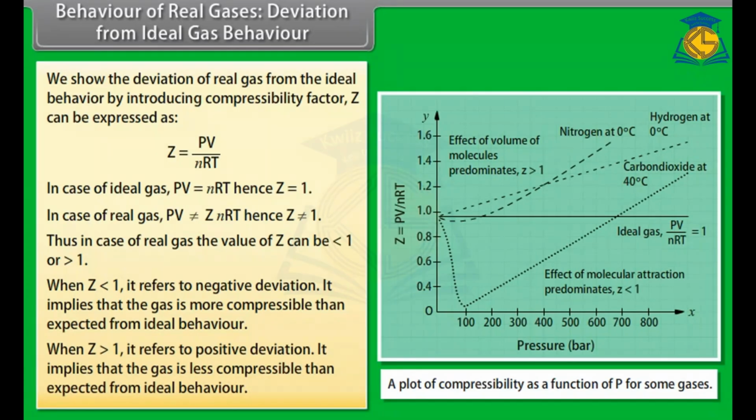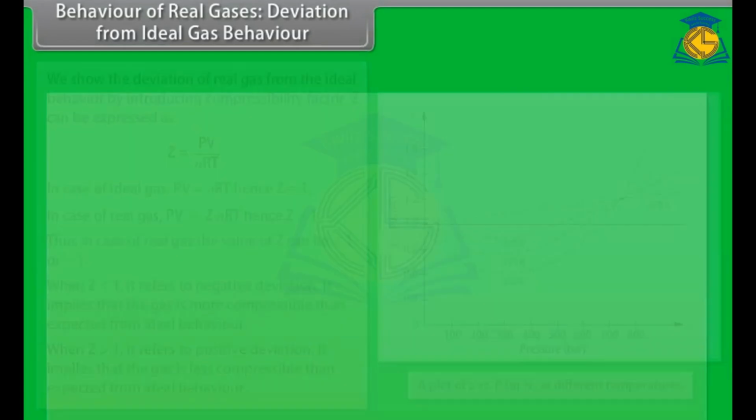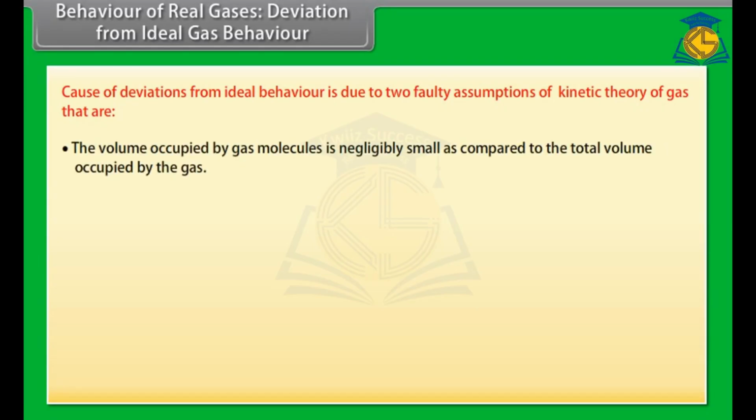When Z is greater than 1, it refers to positive deviation. It implies that the gas is less compressible than expected from ideal behavior. The cause of deviations from ideal behavior is due to two faulty assumptions of kinetic theory of gas, that are: the volume occupied by gas molecules is negligibly small as compared to the total volume occupied by the gas. The forces of attraction between gas molecules are negligible.